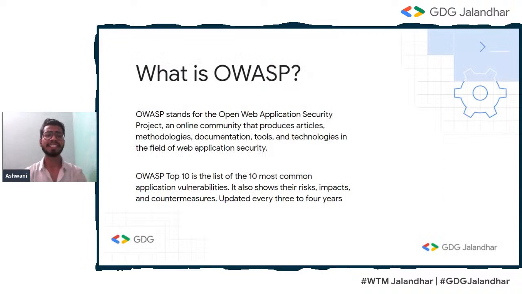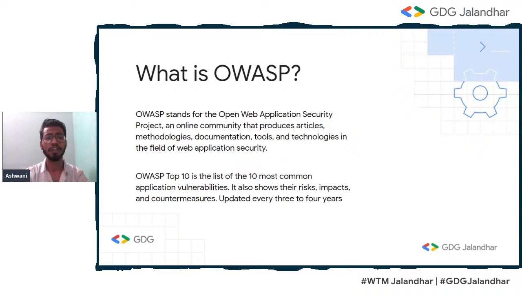Okay, so the next thing is OWASP. This is something that everyone takes attention to. OWASP stands for Open Web Application Security Project. That is an online community that produces articles, methodologies, and documentation, tools and technologies. So it has everything about the vulnerabilities.